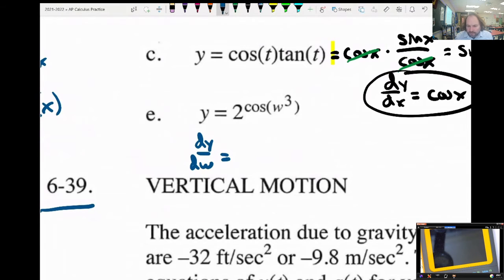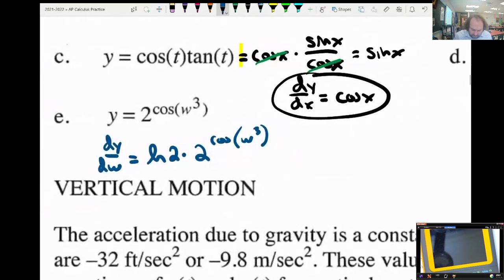Let's start with the derivative of 2 to the x. It's the natural log of 2 times 2 to the x power. In this case, the x power is the cosine of w to the third. So there's the outside layer. We just did it, leaving the entire inside intact. Let's go to the second layer, the derivative of the cosine, which is negative sine of the inside, like that. And then finally, we have to peel out the layer that's the derivative of the inside of that, the derivative of w to the third power, which is 3w squared, like that.